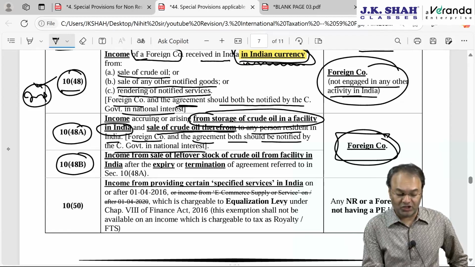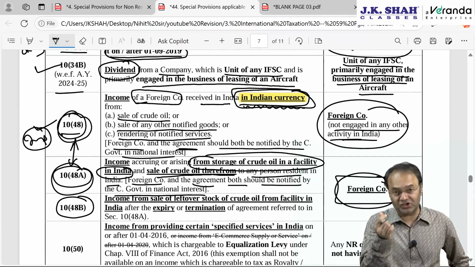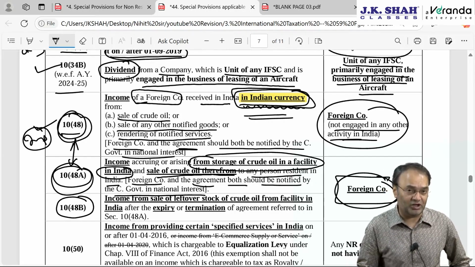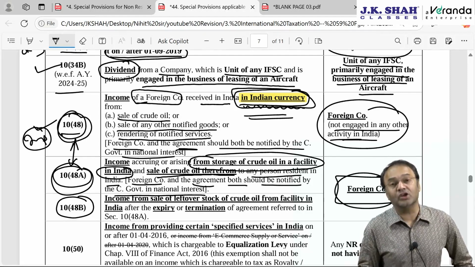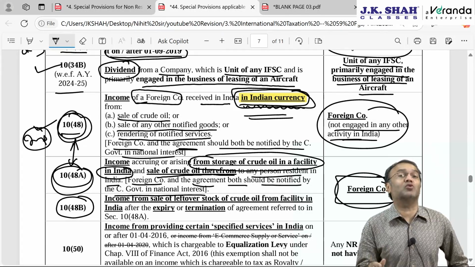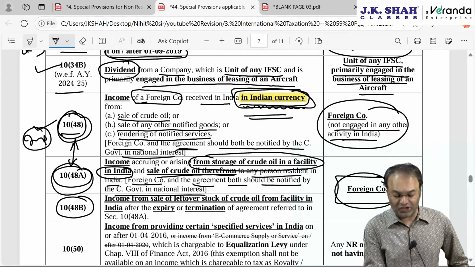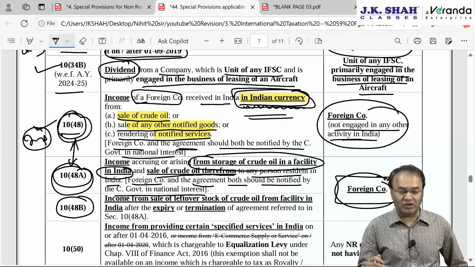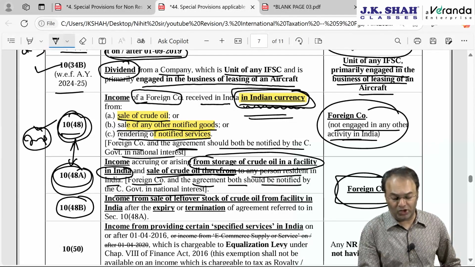So in 10(48) and 10(48A), what is the difference? The difference is the currency in which the business takes place. In 10(48), that business should be transacted in Indian rupees. In 10(48A), there is no such condition of transacting in Indian rupees. The only condition is that there should be sale of crude oil from a storage facility in India. 10(48) applies not only to sale of crude oil, it applies to other notified goods and other notified services also. 10(48A) does not apply to other notified services or to sale of other goods. It applies only and only to crude oil.